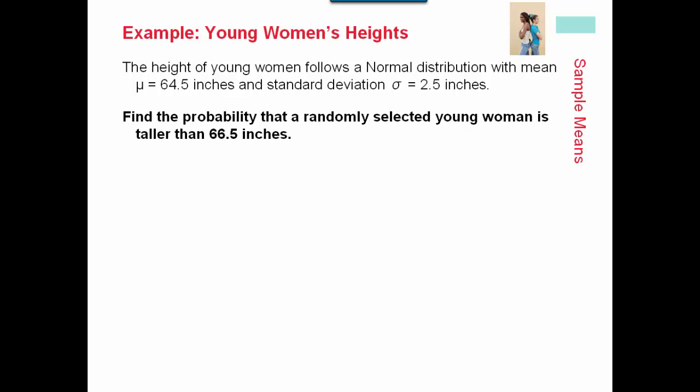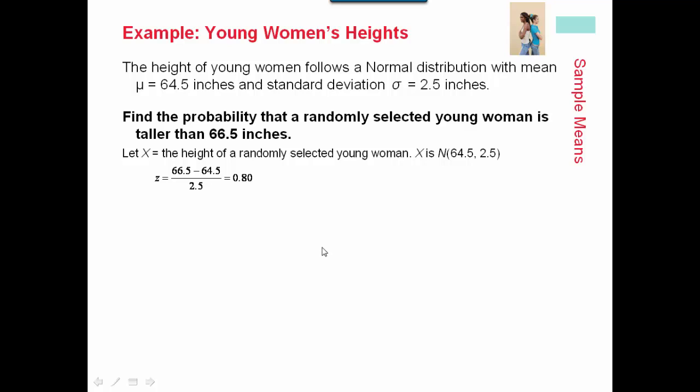The height of young women follows a normal distribution with mean mu equals 64.5 inches and standard deviation sigma equals 2.5 inches. Find the probability a randomly selected young woman is taller than 66.5 inches. Let x equal the height of a randomly selected young woman. Z equals 66.5, which is what we want to find the probability they're taller than, minus 64.5, which is mu, the mean, divided by 2.5, the standard deviation.